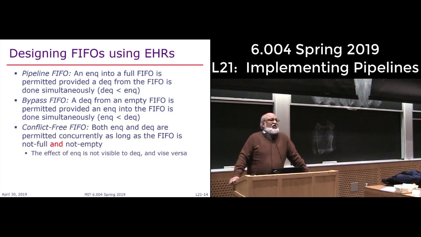And then we'll design a conflict-free FIFO without a dead cycle. So we can do both NQ and DQ simultaneously, and they can't affect each other at all. We are not relying on what's happening on NQ in order to enable the DQ. So it's a different property here.